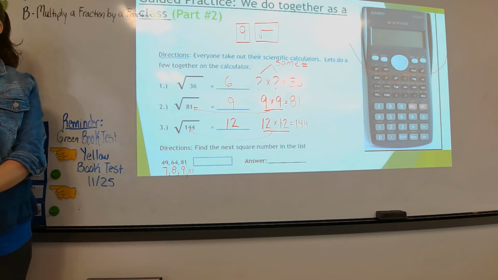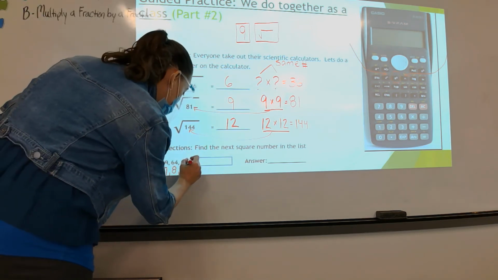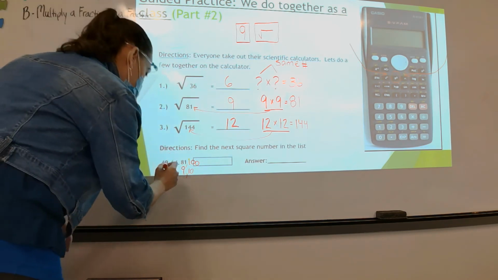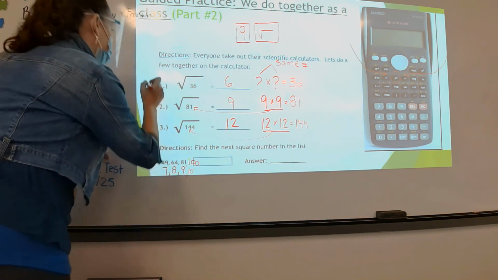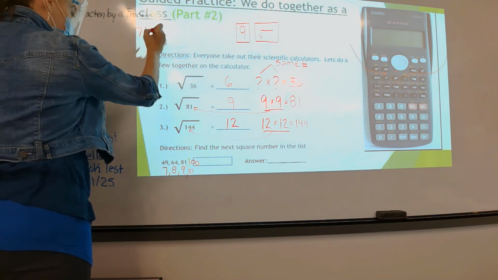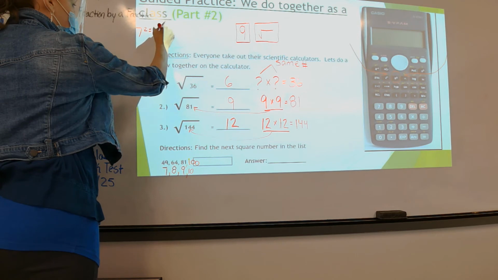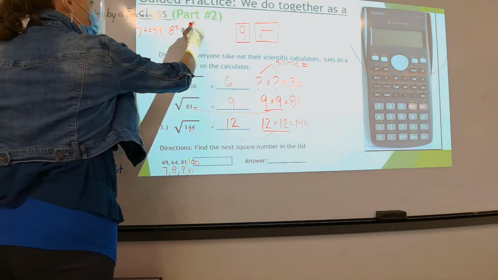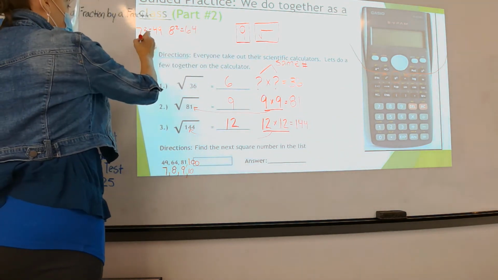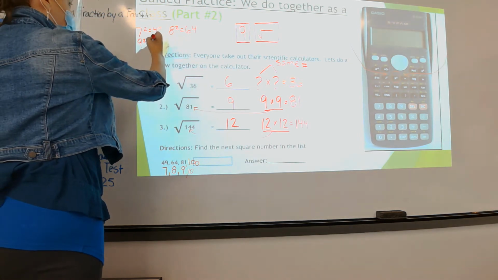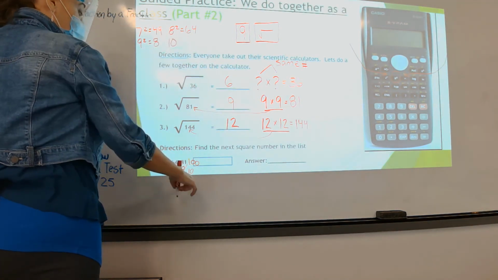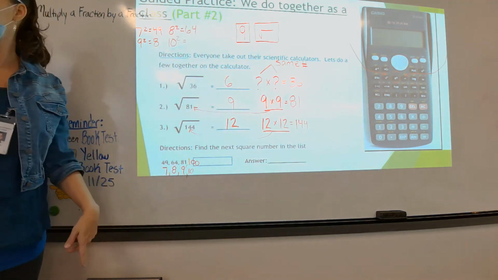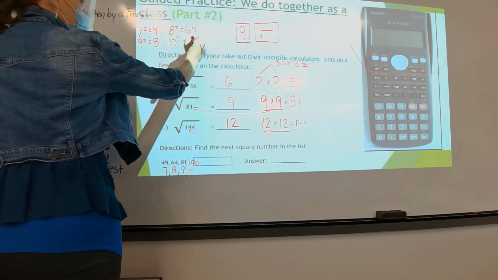What'd you get? 100. Perfect. 100. Exactly. Because all you did was square it, right? So we said 7 squared equaled 49. We said 8 squared equaled 64. We said 9 squared equaled 81. And then we said 10. We knew the next one was 10, so we had to square it to figure out the next number in the sequence.